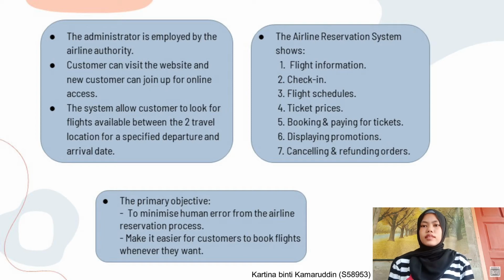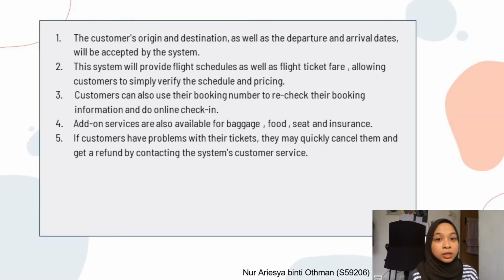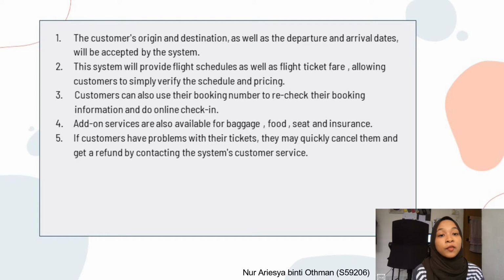The airline system primary objectives are to minimize human error from the airline reservation process and make it easier for a customer to book flight whenever they want. The main function of our system is that the system will accept the customer's origin, destination, departure and arrival date. The system will provide flight schedule as well as flight ticket fare, allowing customer to simply verify their schedule and pricing.